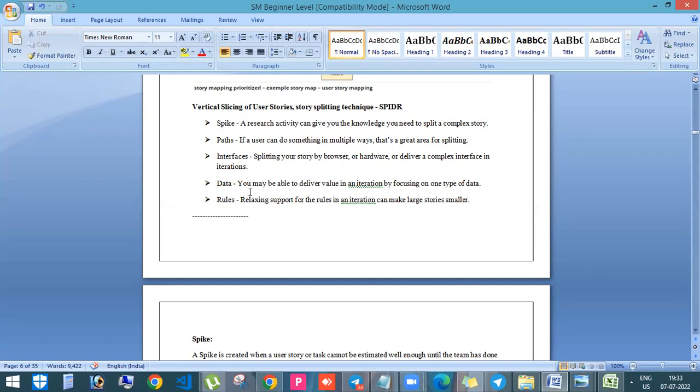Here S stands for spike, P stands for path, I stands for interfaces, D stands for data, R stands for rules. See how many acronyms we have in Agile. There are many, right? So you should be aware of this. These terms are actually an advanced concept, but I'm teaching you.